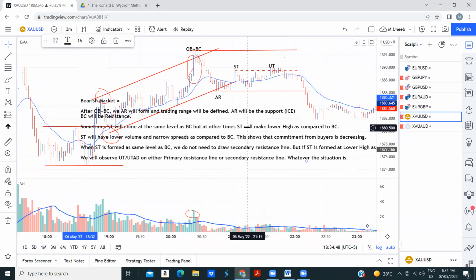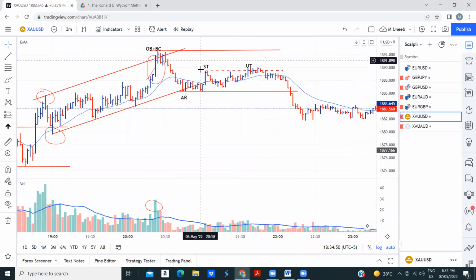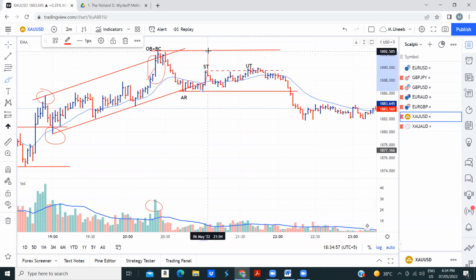Very simple. For example, right now the secondary test is formed at this level, but let's suppose the price goes up and the secondary test is formed at this higher level. Then you need to observe upthrust on this level. Got it?